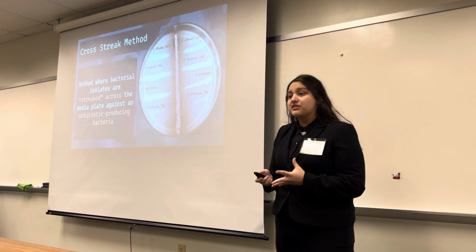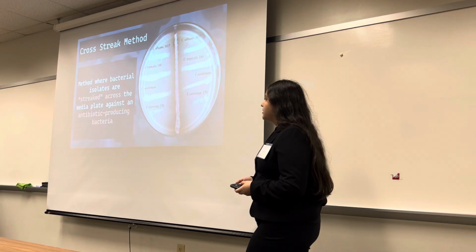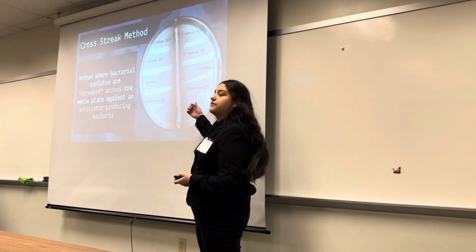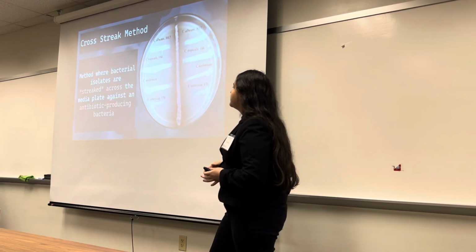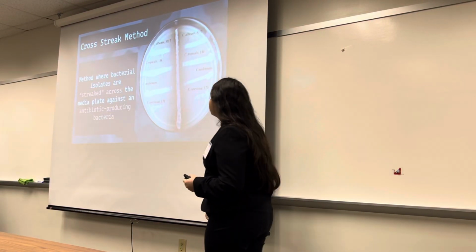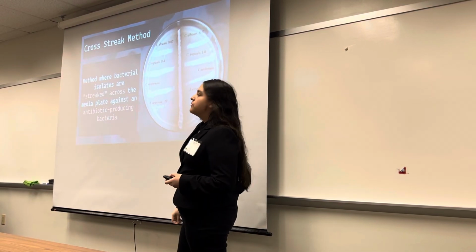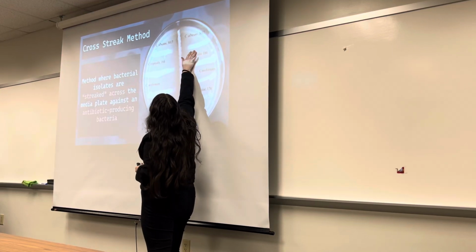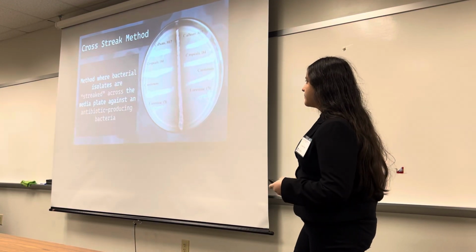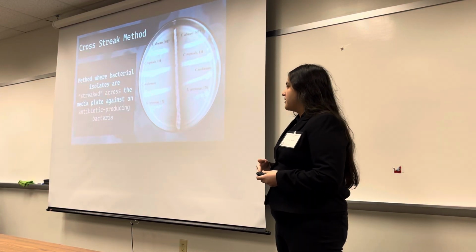Now, for the real experiment to test whether they would react with each other or not, I used the cross-streak method. It's a method where you use the inoculum loop, as I've shown before, to streak across the media plate against the antibiotic-producing bacteria. First, you would streak your antibiotic-producing bacteria, and then you would go across and streak the same colony, and in my case, it was a non-producing bacteria. For my experiment, it looked a little bit like this.